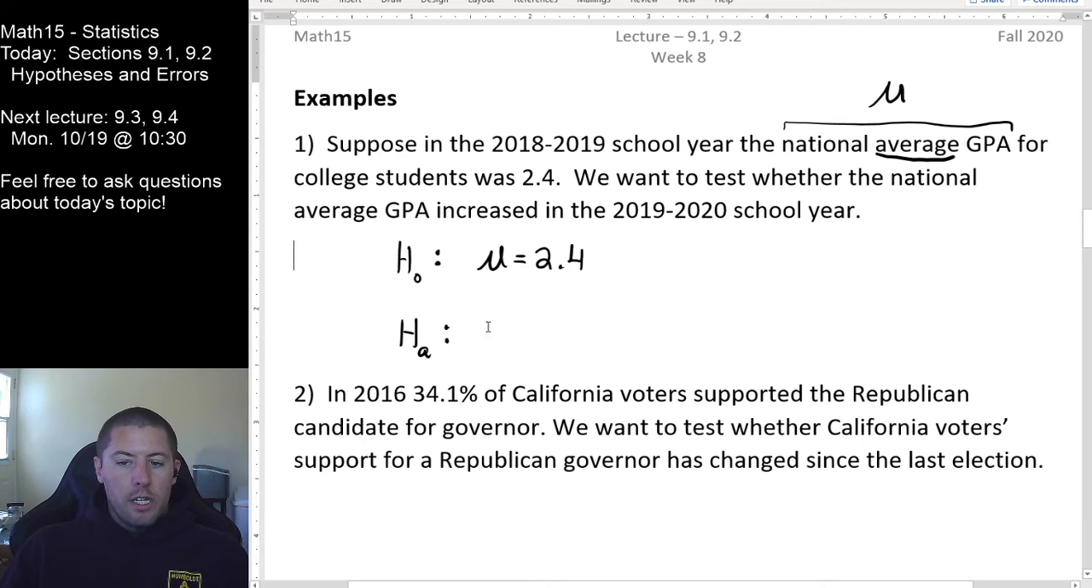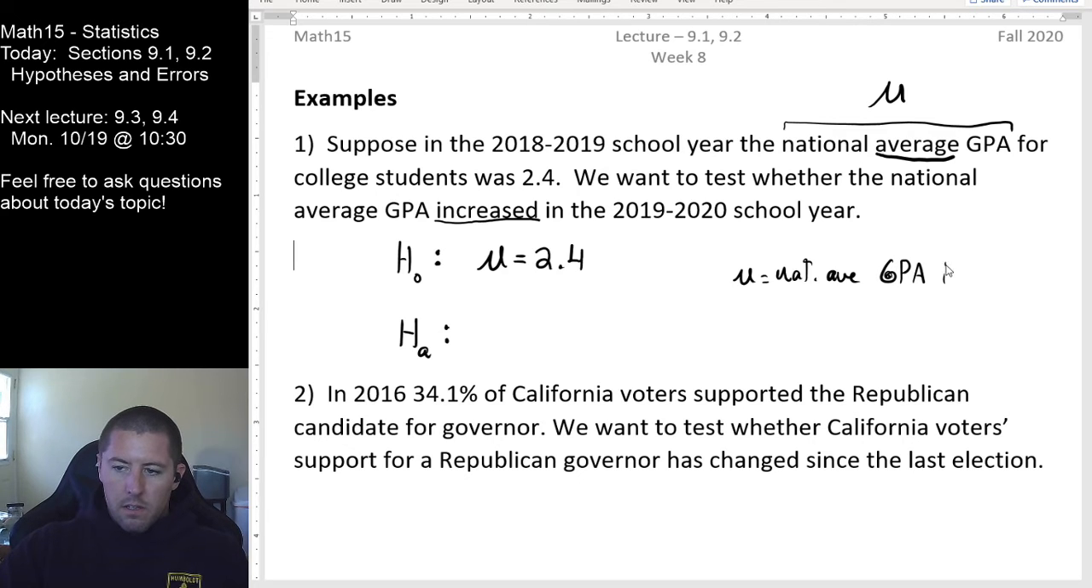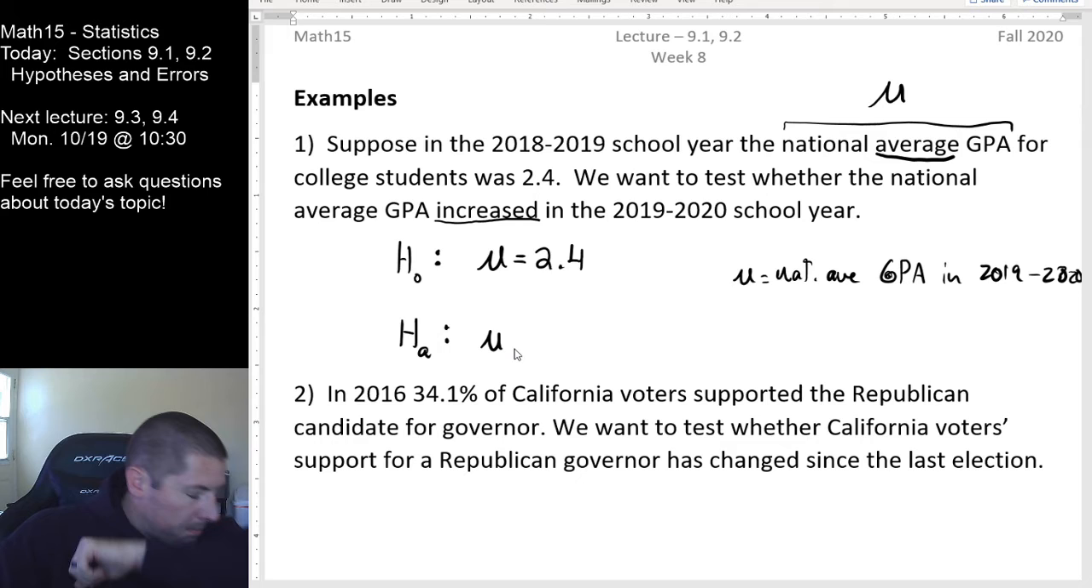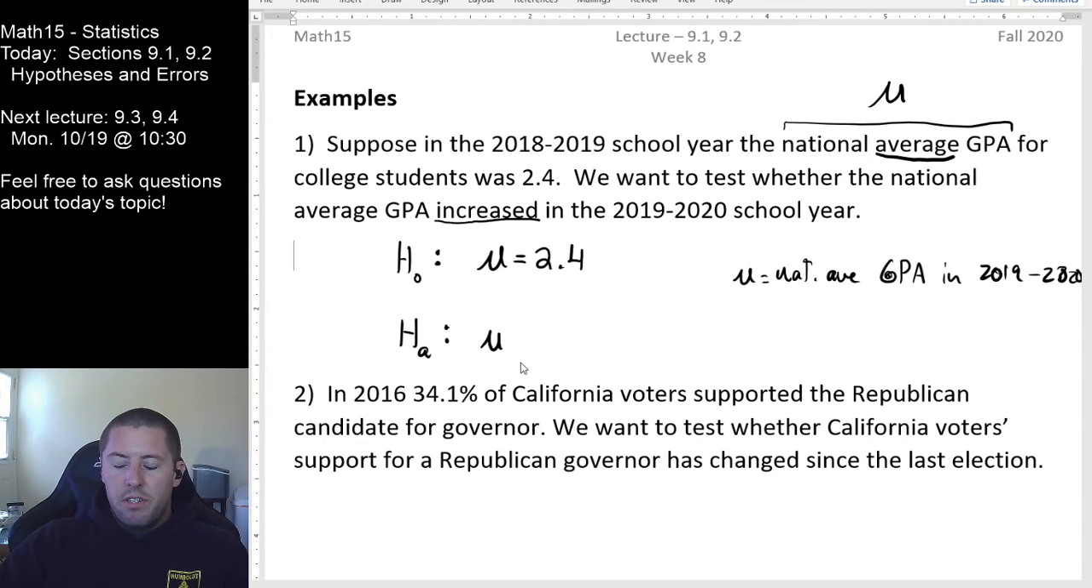In our alternative hypothesis, we're looking to make a statement about what we are suspicious might in fact be true. Why are we even doing this study? We're doing this study because we are wondering whether the national average GPA increased in the 2019-2020 school year. So this is indicating to us the direction that we think that mu has changed in, where mu is the national average GPA in 2019-2020. So, what we think the case is here for the alternative is that our mu value, our national average for the GPA in 2019-2020, is in fact greater than 2.4.